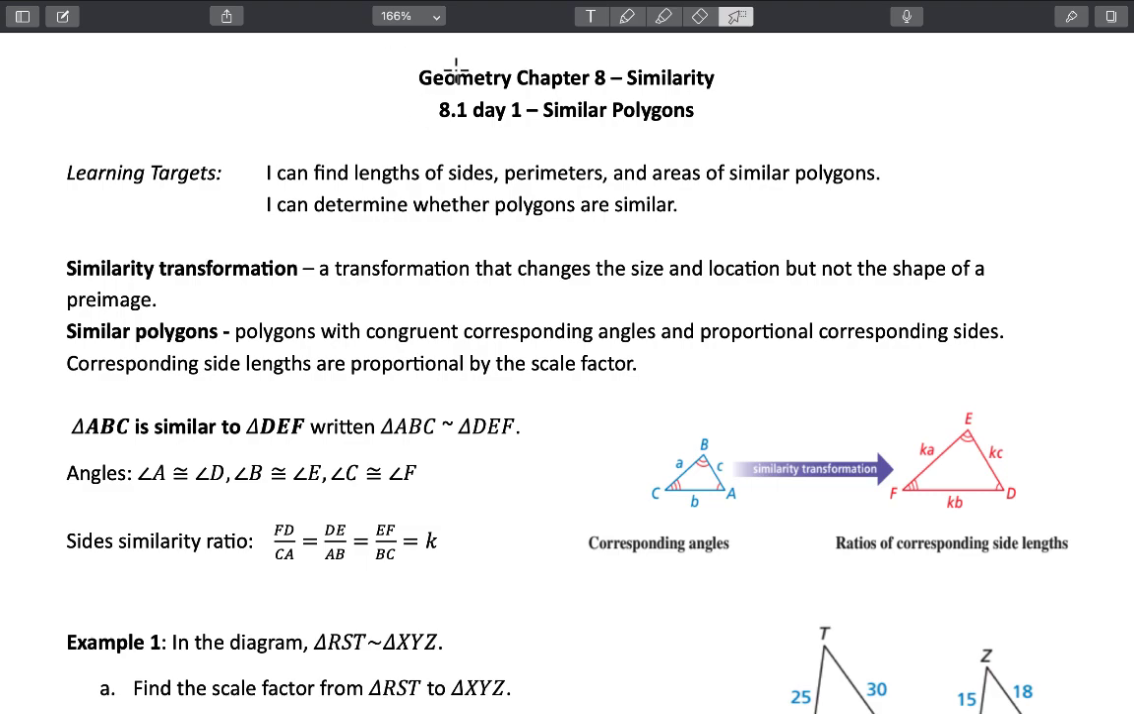Video notes. Today we're going to take a look at similar polygons, and our learning targets today will be to be able to find the length of sides of similar polygons. We're going to actually hold off on perimeters and area till tomorrow, which would be 8-1 day 2. Also, we're going to look to determine whether polygons are similar. So a few things about similar polygons.